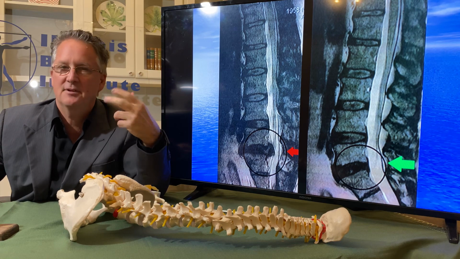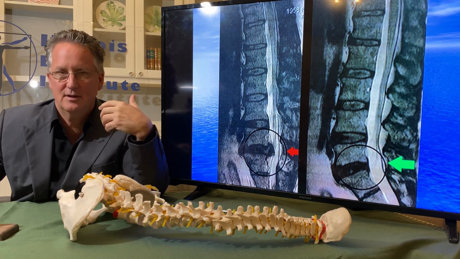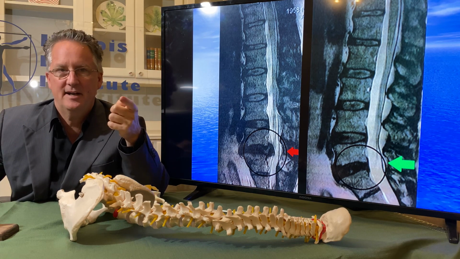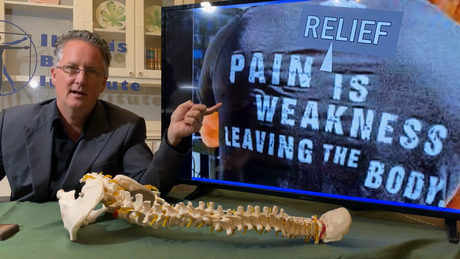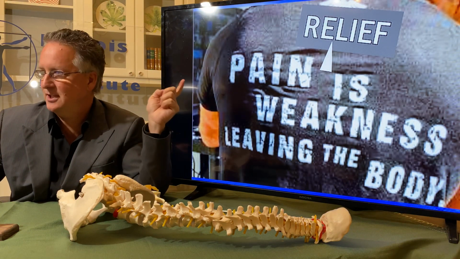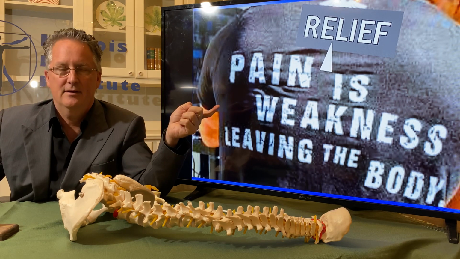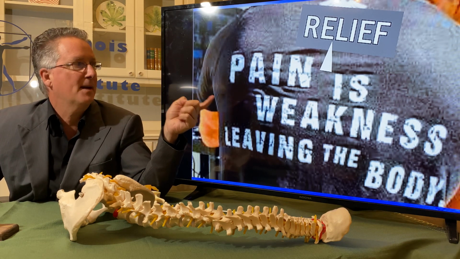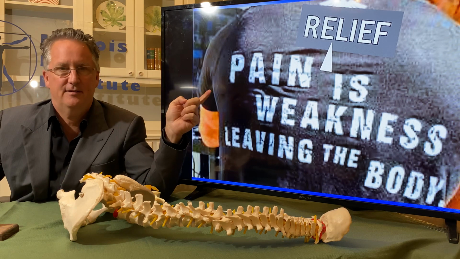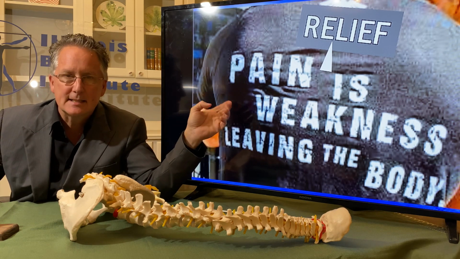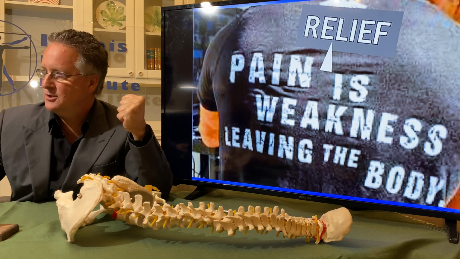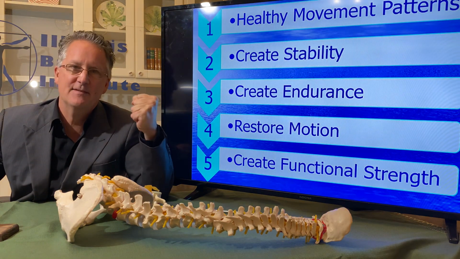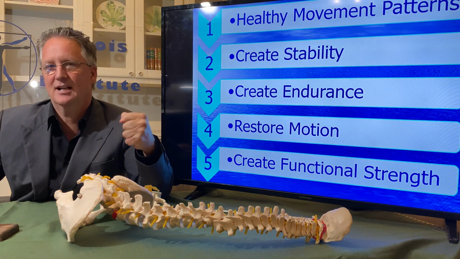This question came up the other day. What about scoliosis? Dominant hip. You fix the dominant hip, you start to fix the pain because things start to get better. This is a statement I make all the time. Pain relief is weakness leaving the body. Create the strength. There's 5 steps to create the strength.